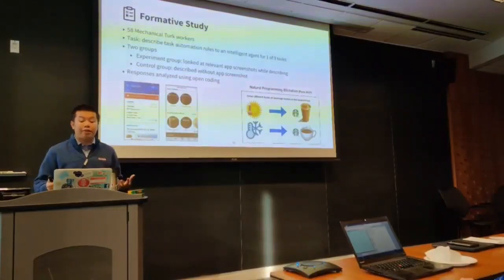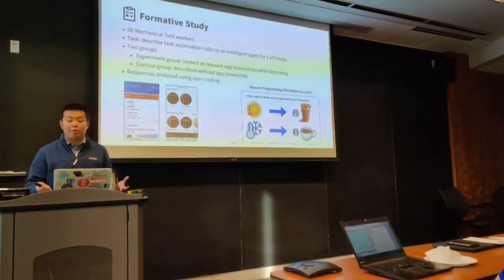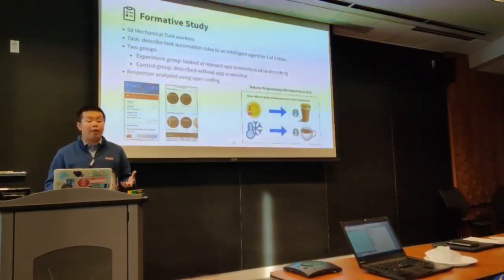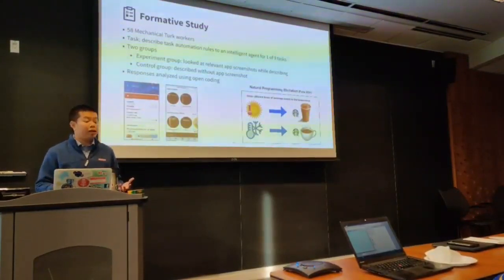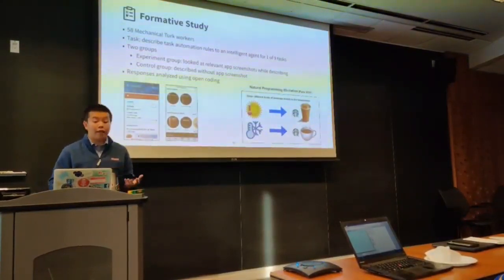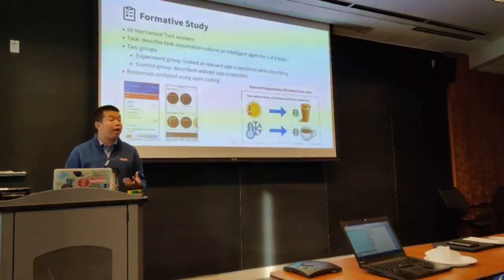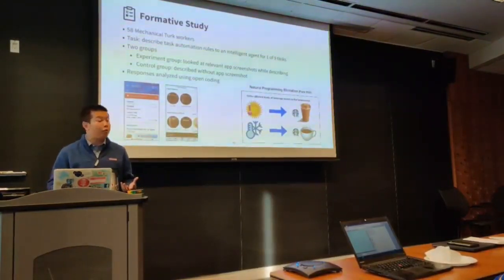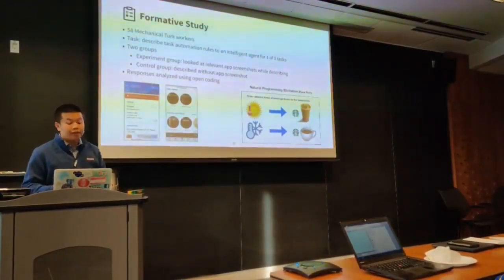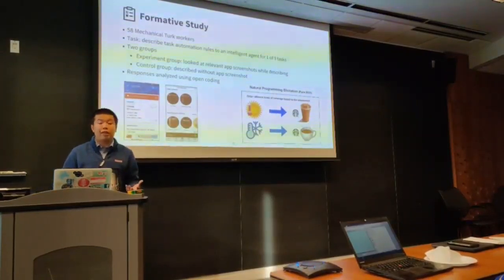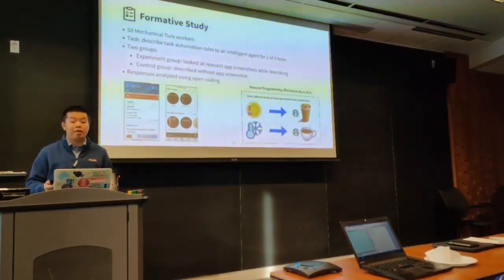To help us design a new approach, we conducted a formative study. We asked Mechanical Turk workers to describe task automation rules to an intelligent agent. To avoid bias in their language, we showed prompts in graphics instead of text. This is known as the natural programming elicitation method.